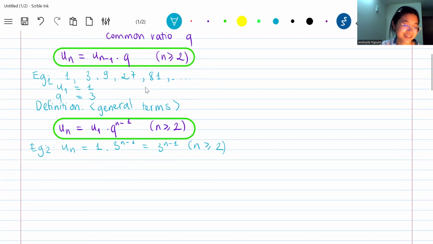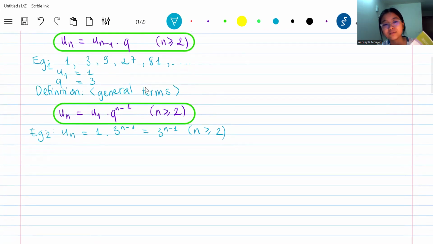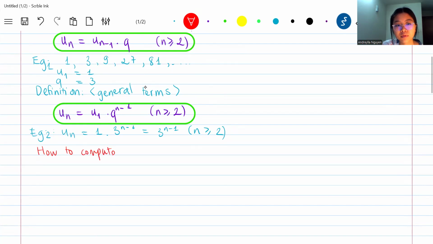That's all. I think this is enough for us to go to the next part, the main section of our lesson today. It is how to compute the first n terms of a geometric sequence.